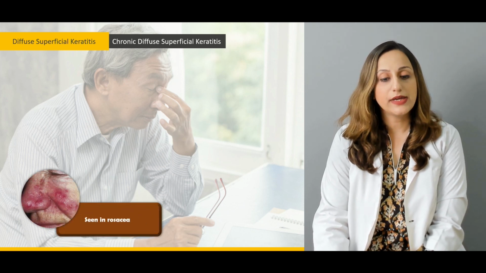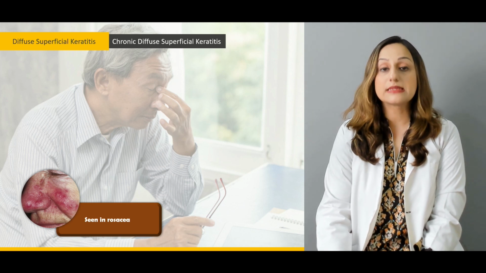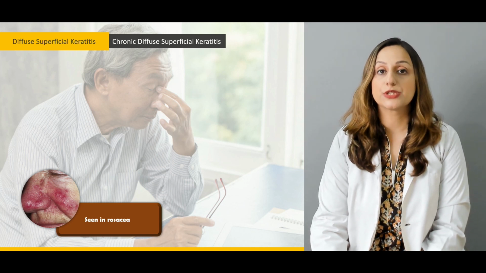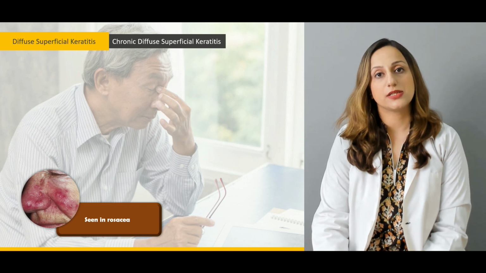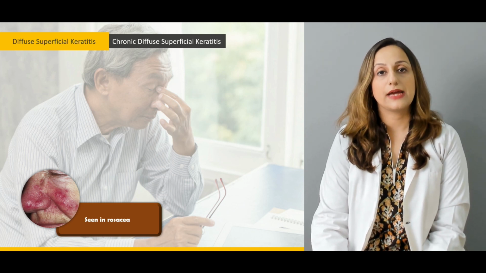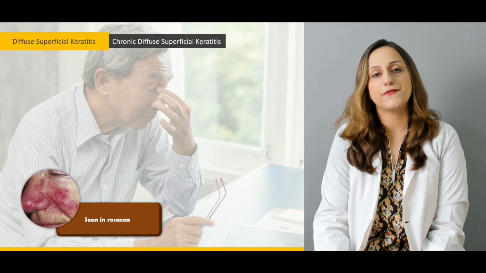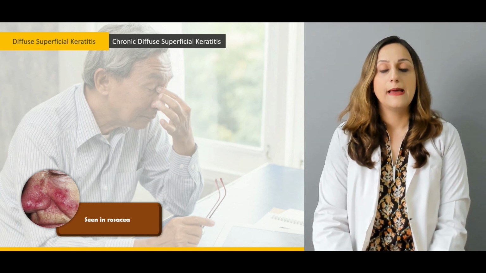Then on the other hand, we have a chronic diffuse superficial keratitis. Over here, it's usually seen in the rosacea patients. So we already considered the fact that it's basically a condition which is an autoimmune disorder. Usually it can result in trophic ulceritis, or even the marginal kind of ulceritis in a lot of patients, but sometimes it only results in a diffuse kind of superficial keratitis in a lot of patients.